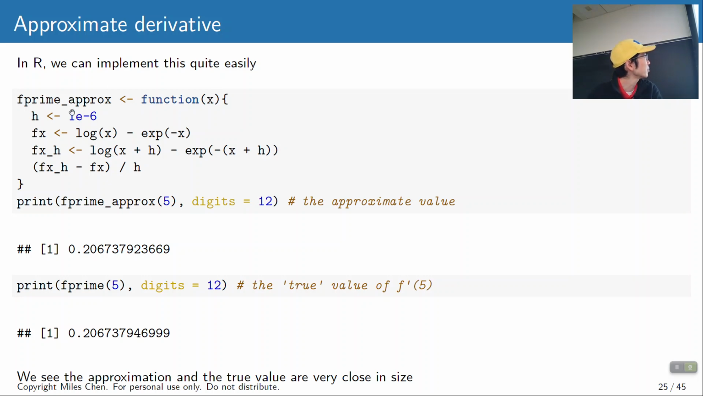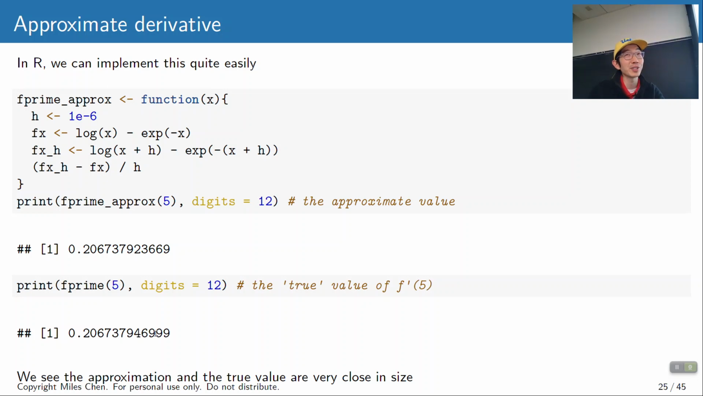So here I'll plug in h equal to 10 to the negative 6, and I have to say how many digits we want, because otherwise it's going to look like it's the same. So this is what I get when I use this approximation. For f prime approximate value at x equal to 5, I get 0.2067379236669.